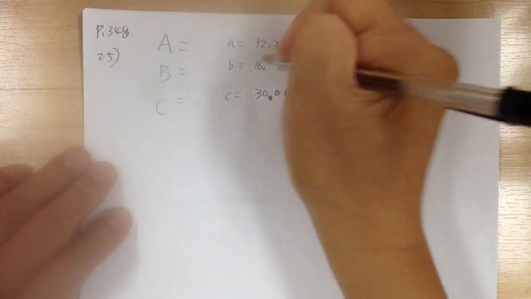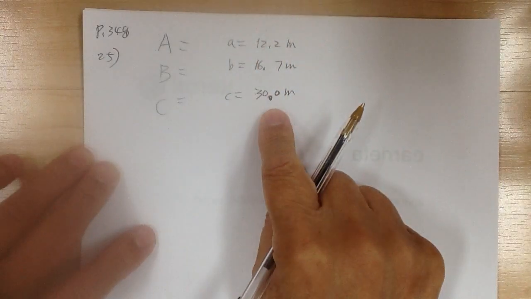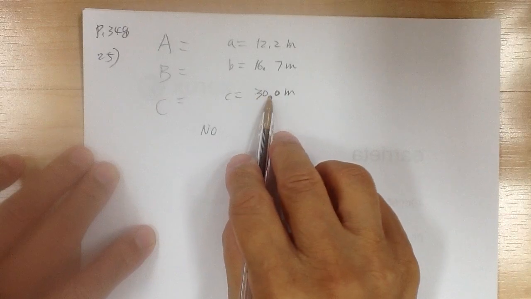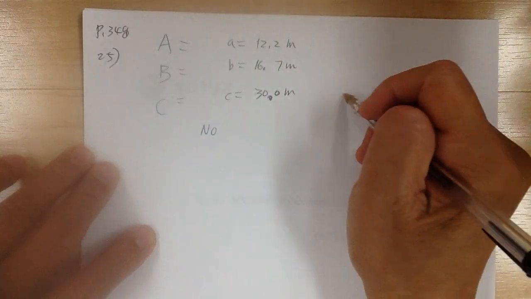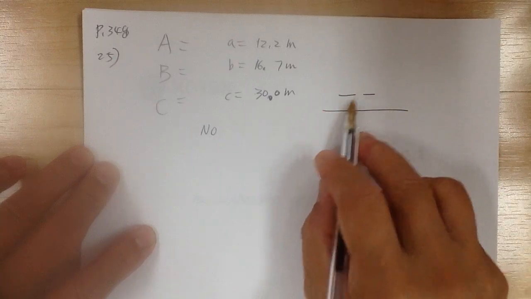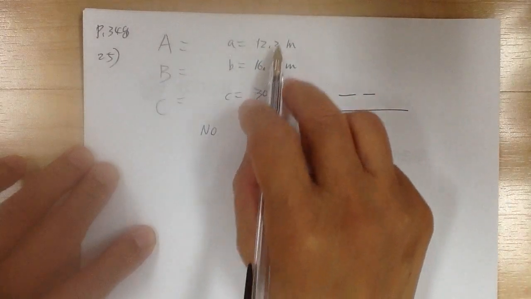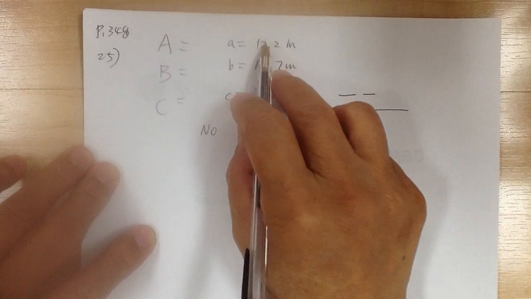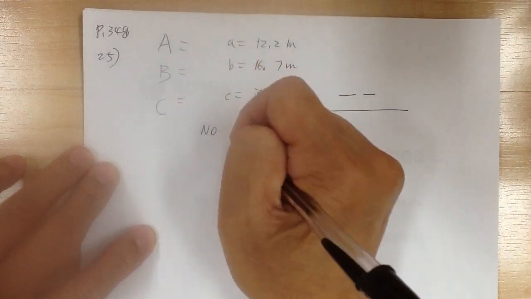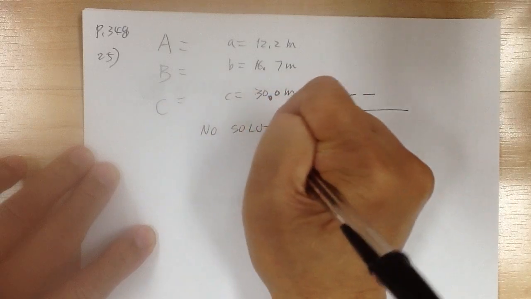For this one you do a quick check. You can see that there is no solution. The reason for that is because the longest side is longer than the other two combined. In other words, you've got two short sides and one really long one, so you're not going to be able to make a triangle out of it. These two combined are still shorter than this one, so you're not going to be able to form a triangle. So this case is no solution.